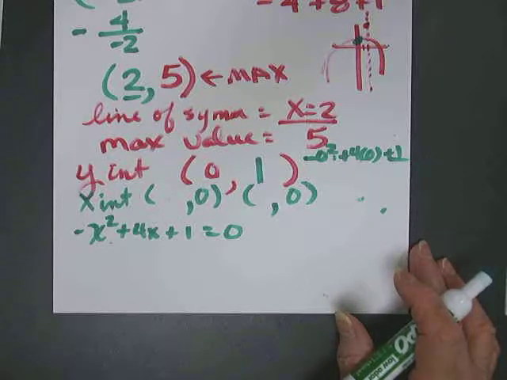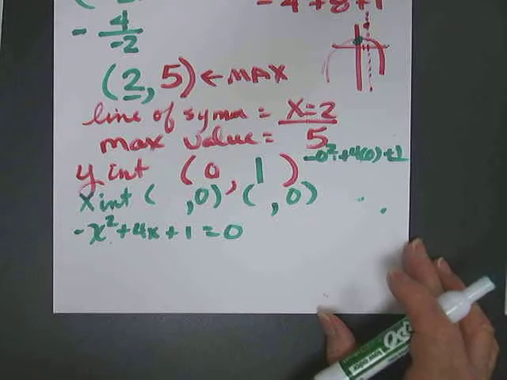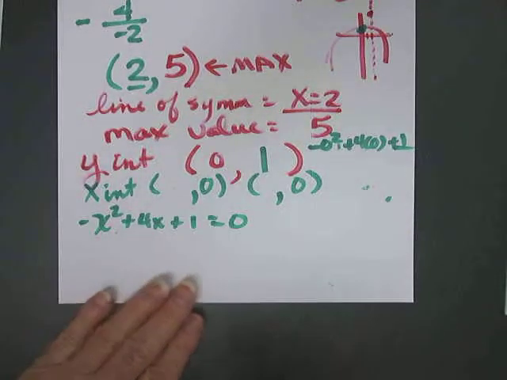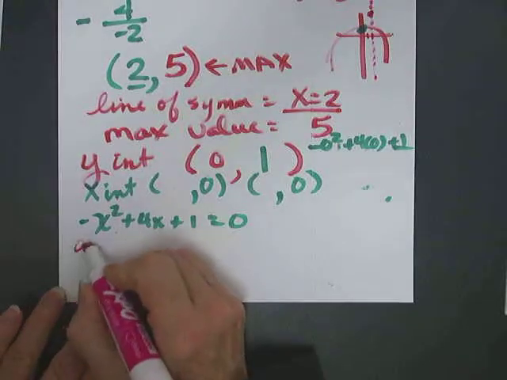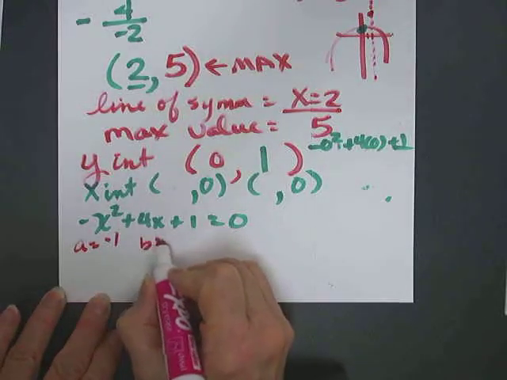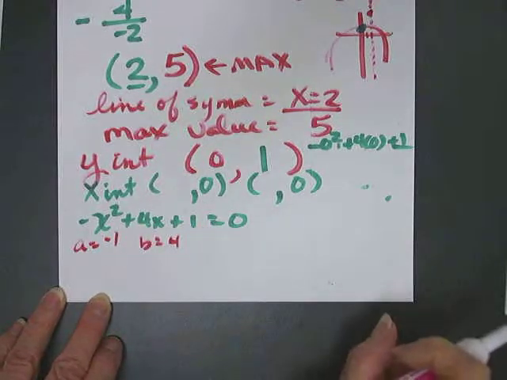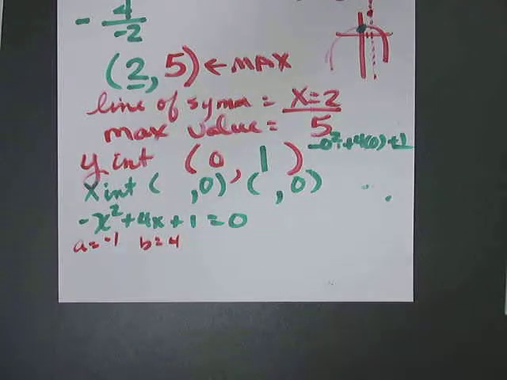So let's see if we have room here to do it. Negative x squared plus 4x plus 1 equals 0. Is that going to factor probably? No, it's not going to be a whole number though. It's going to be weird.